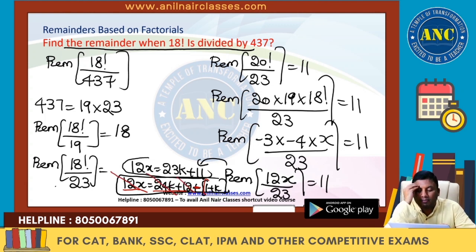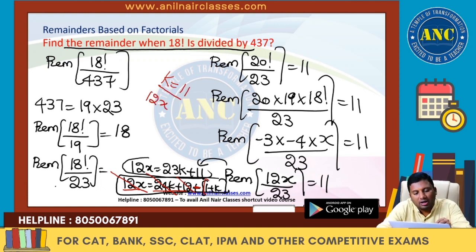These should be divisible by 12. 1 plus k should be divisible by 12. That means k value should be 11. So 12x is nothing but 23 into 11 plus 11, which is nothing but 24 into 11. So x value is nothing but 22. Are you all with me? X value is nothing but 22.